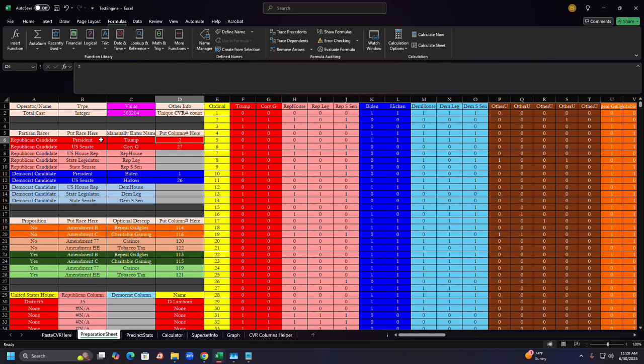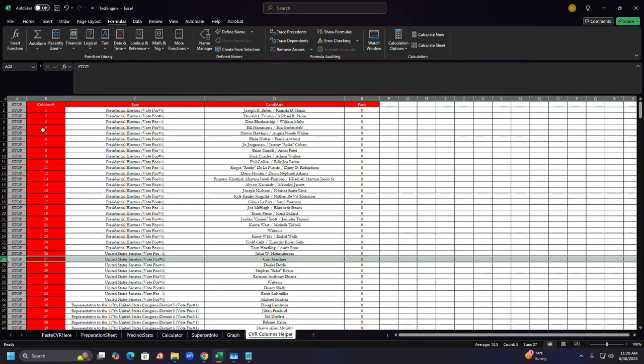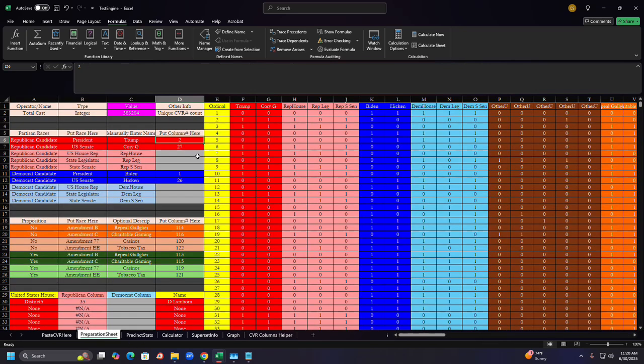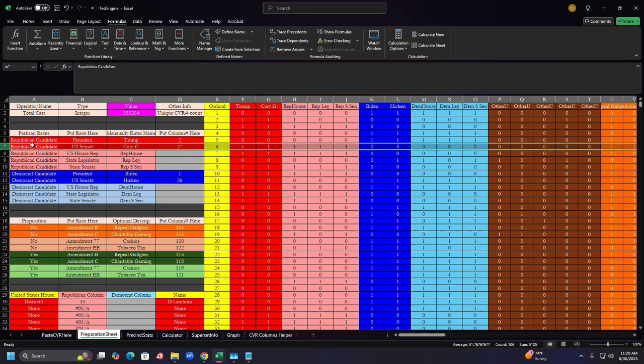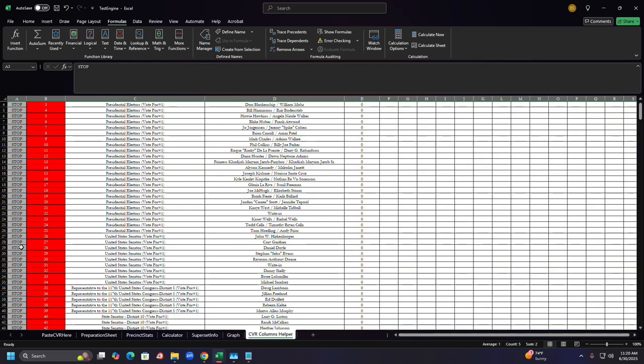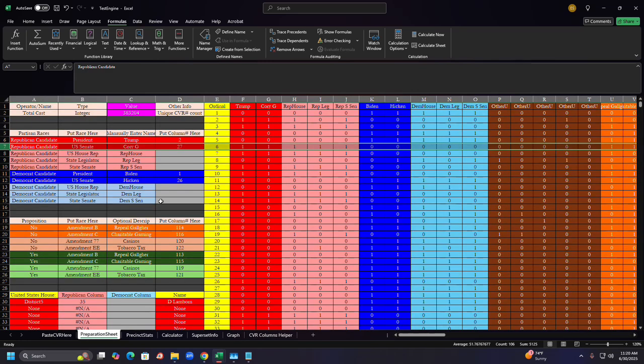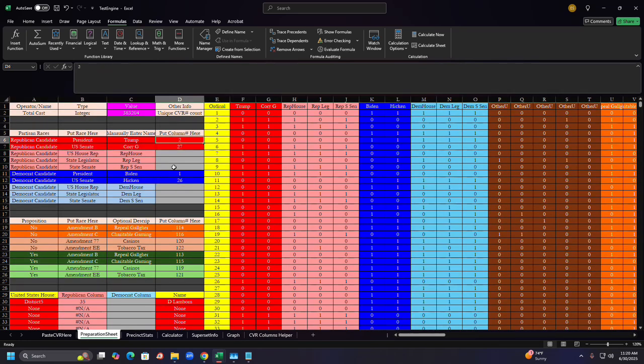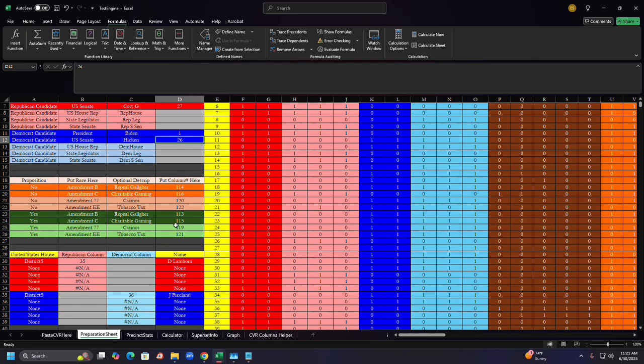Then you have to go find the column number. So if Trump is on column 2 in the cast vote record, then you're going to put column 2. Let's say you have Cory Gardner. If you look through the list, you'll find Cory Gardner here on 27. So you have to put these parts in yourself. I can't help you with this part.